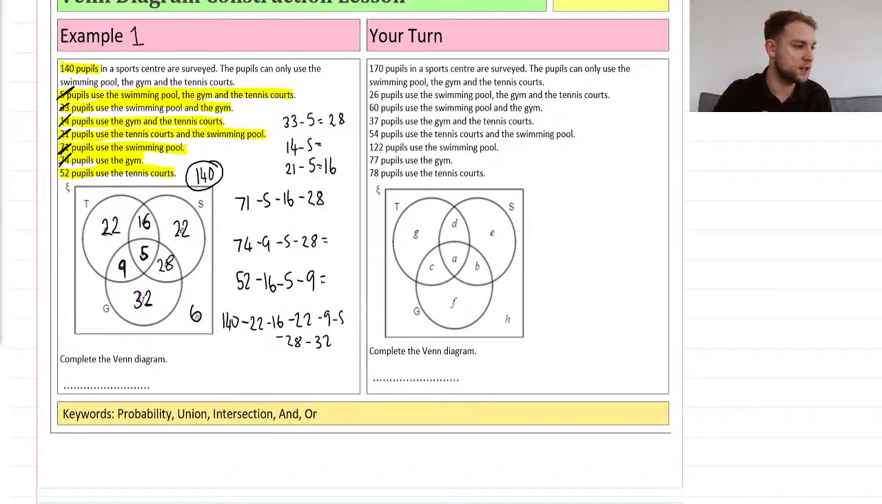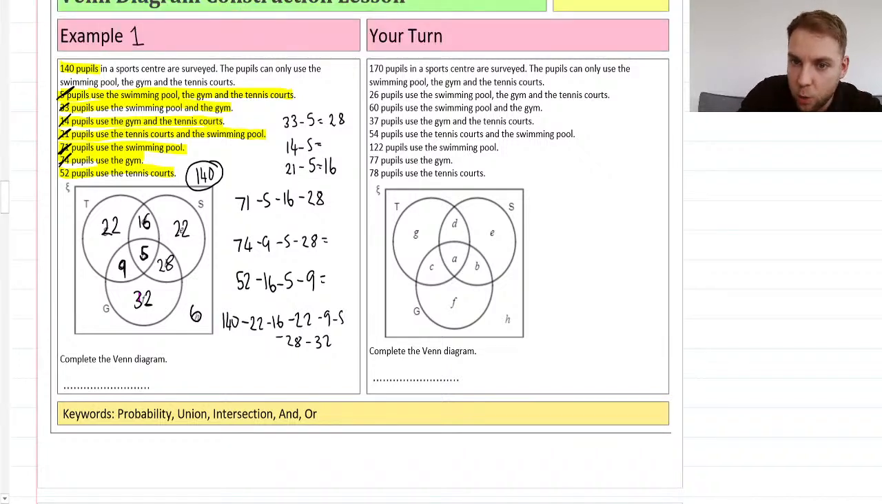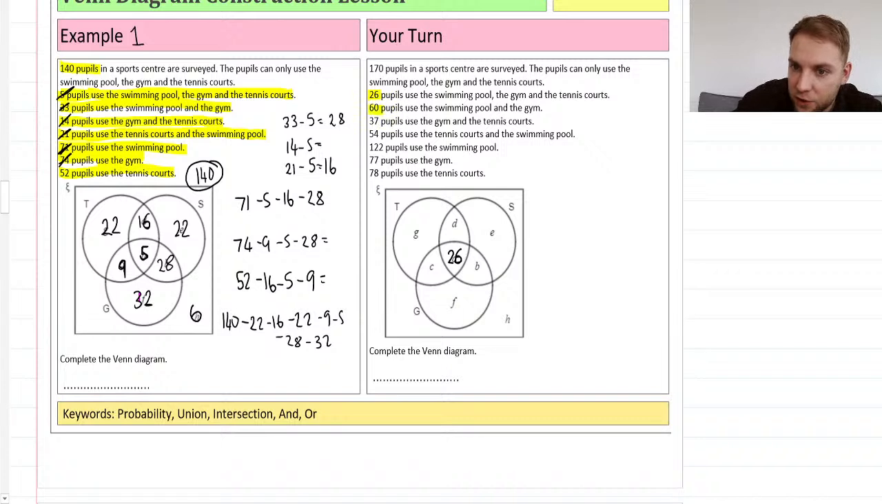So I'm going to have a little go at this one here now. Now remember, with this one here, it's all about starting in the middle and working your way out. Now, the middle part is where everything is included. So with the middle part here, we know that the middle part is this 26, which is right bang in the middle, okay? So the first thing I can do is write 26 in the middle here. The next part, say 60, is for the swimming pool and gym.